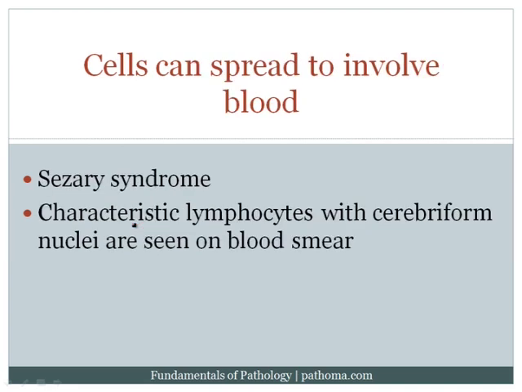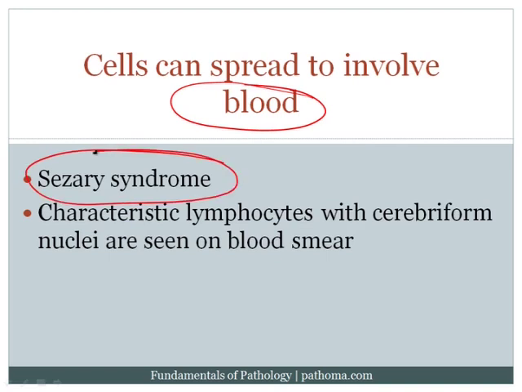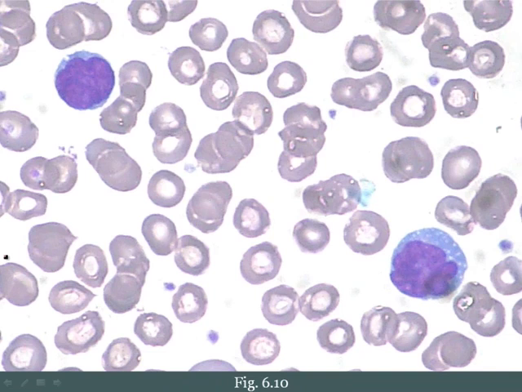The cells can also spread to the blood. When they spread to the blood, we call that Sézary syndrome. And the most important thing about Sézary syndrome is that when we look at the cells under the microscope, they have a classic appearance of cerebriform nuclei. Here's a picture of Sézary syndrome, and if you look at this nucleus, it sort of looks like there's a bunch of lobes to this nucleus, almost like the brain, because we can see little folding in between those lobes.